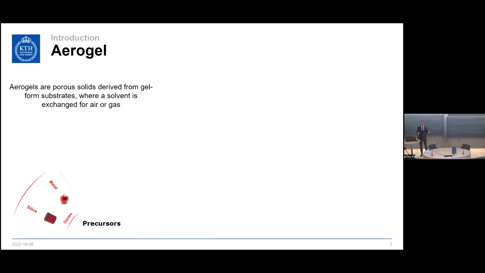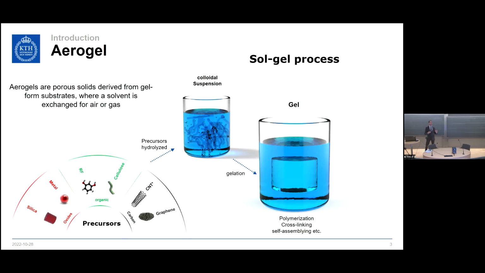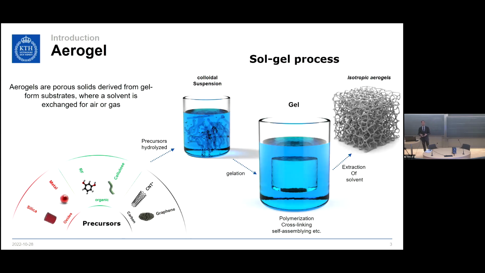Aerogels are porous solids derived from gel-formed substrates in which the solvent is exchanged for air or gas. They can be prepared from a range of different precursors, in which silica is the most common, followed by organic polymers and carbon-based precursors. What they all have in common is that they are usually prepared from a sol-gel process, in which the precursors are hydrolyzed to form colloidal suspensions, and these suspensions are then gelled via, for example, polymerization, cross-linking, or self-assembling. By removing the solvent, you can then form the aerogels.